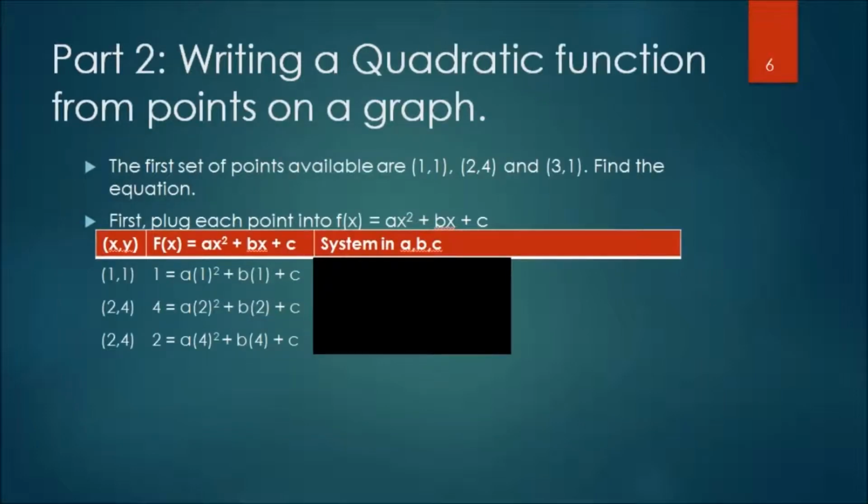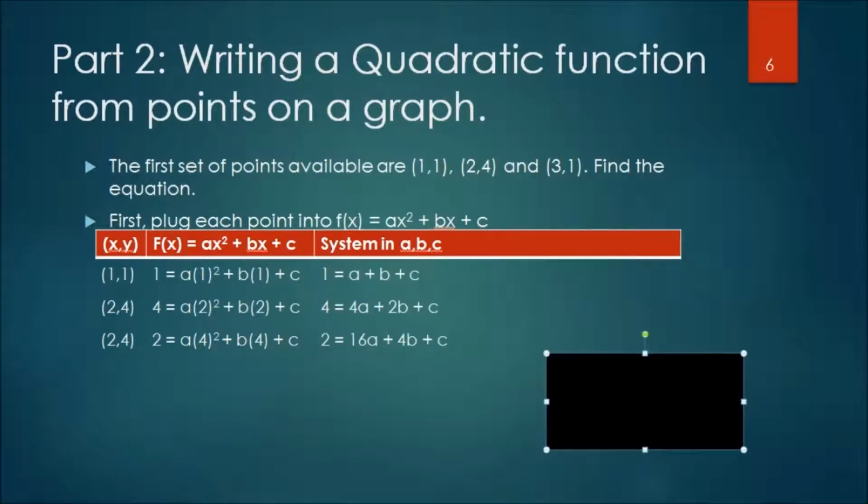Here we move on to part 2. The goal is to make a quadratic equation out of 3 points, and the points available are (1, 1), (2, 4), and (3, 1). First, you need to plug them into ax squared plus bx plus c, shown here. As you see, 1 will just make everything a plus b plus c equals 1.